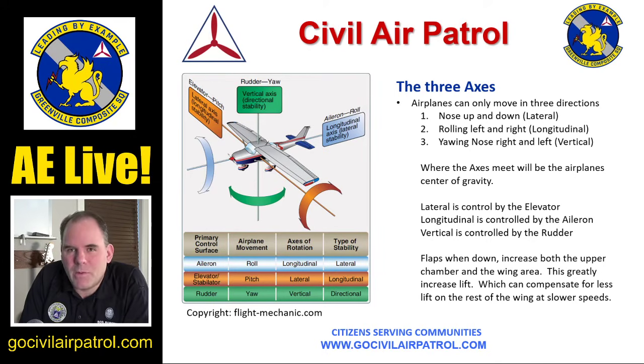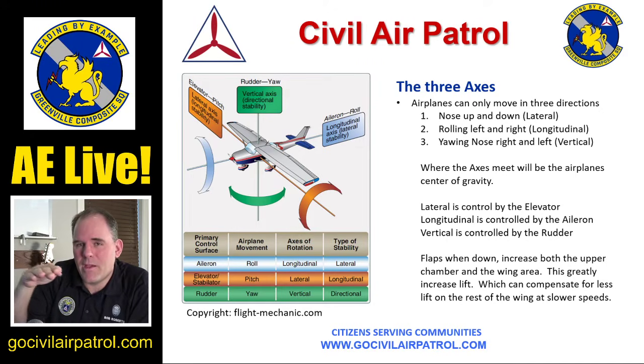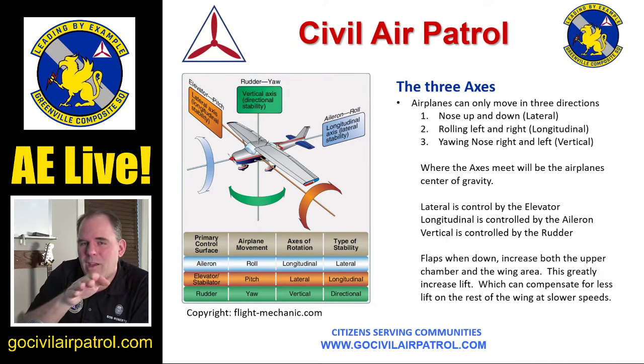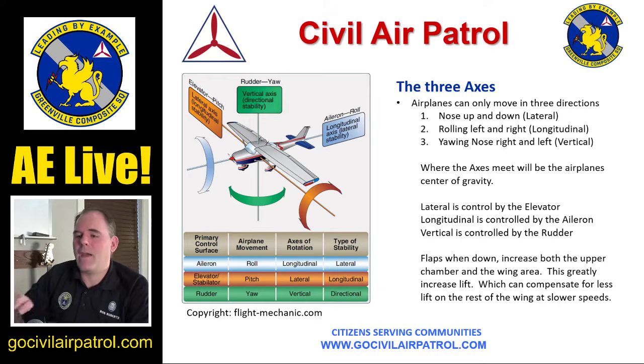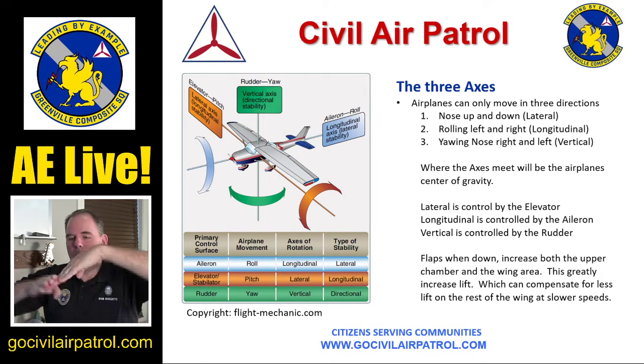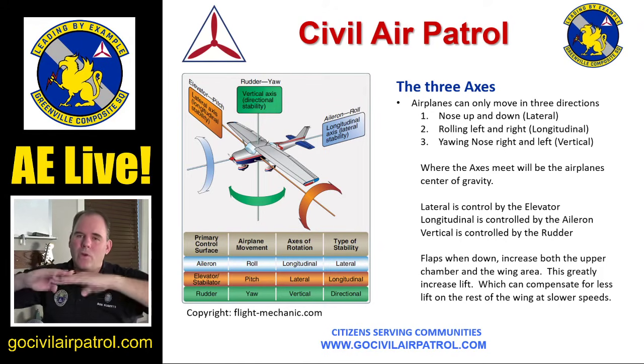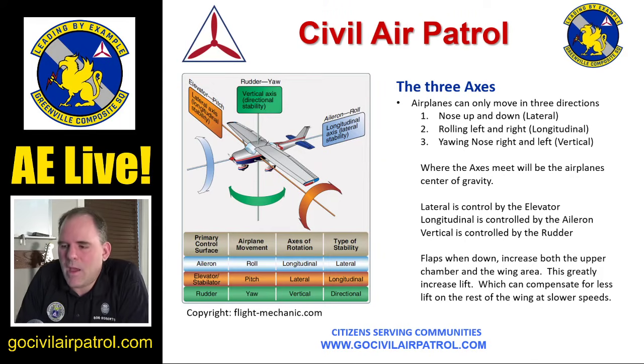Or in aviation, we call it step on the ball. So that'll help keep the airplane turning nice and even as opposed to sliding out or slipping in. So these are the three axes of flight. And let's see here. So the lateral is controlled by the elevator. So that's the fin on the back of the airplane that allows you to go up and down. The ailerons control the pitch. And the rudder controls the vertical.